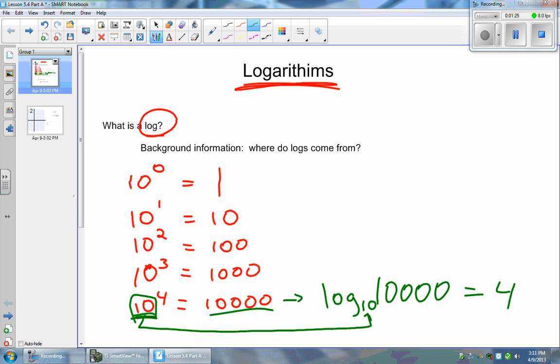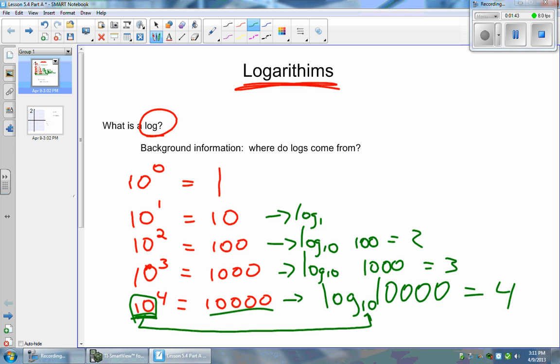Isn't that interesting? Let's do the same thing to this one. If I do log base 10 of 1,000, that equals 3. If I do log base 10 of 100, that equals 2. If I do log base 10 of 10, that equals 1. And if I do log base 10 of 1, that actually equals 0, which is kind of neat.